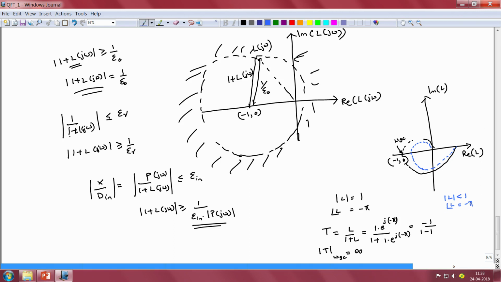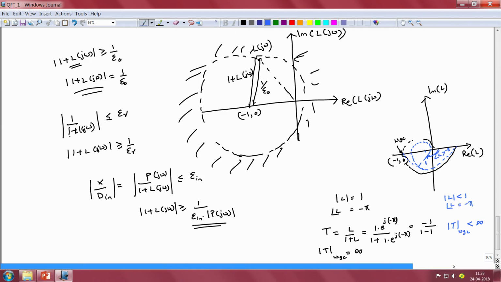Hence, at the gain crossover frequency, which is the frequency at which the magnitude of the loop gain becomes equal to 1 unit, the phase of L will not be exactly equal to minus 180 degrees, but the phase of L, which is given by this angle here, will actually be greater than minus pi radians. And in such a case, the magnitude of T at the gain crossover frequency will be less than infinity.